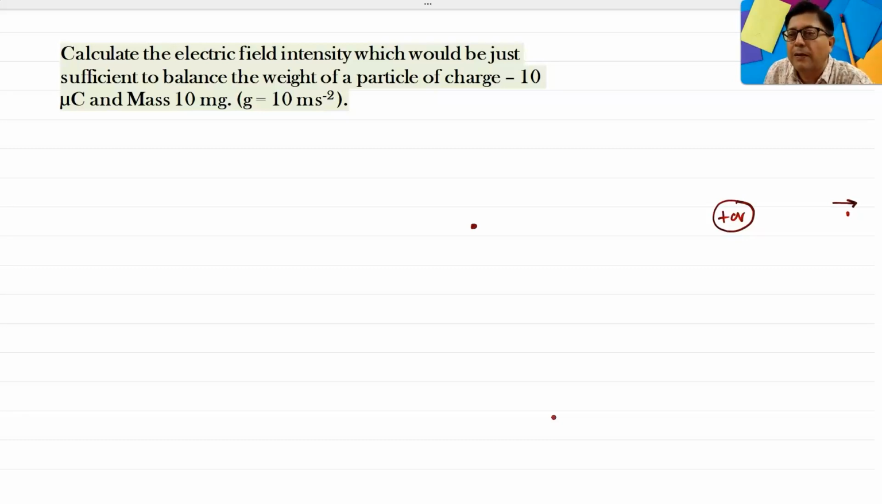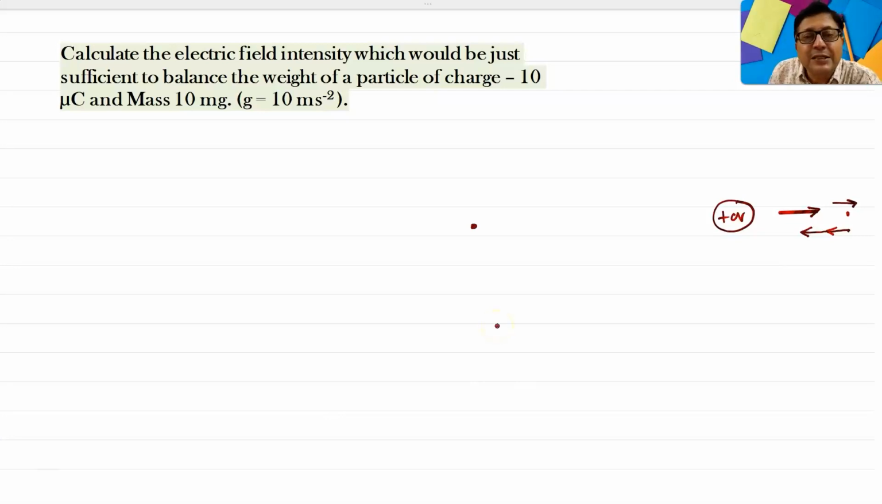And a negative charge there will experience force towards the charge. So, if there is a charge of minus 10 μC, a positive charge will experience force along the field, and a negative charge will experience force opposite to the field. If there is a charge plus q, it will experience force along the field. If the charge is negative, it will experience force opposite to the direction of the electric field. We are going to use this concept.